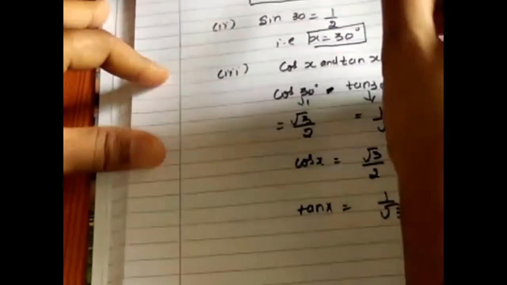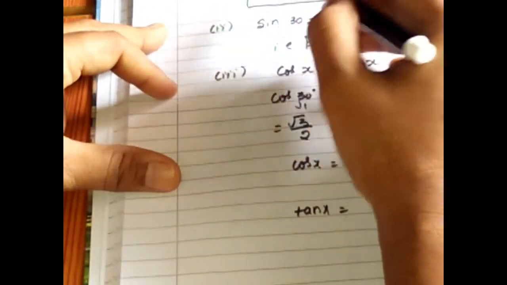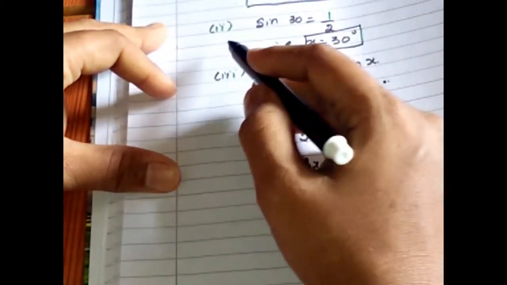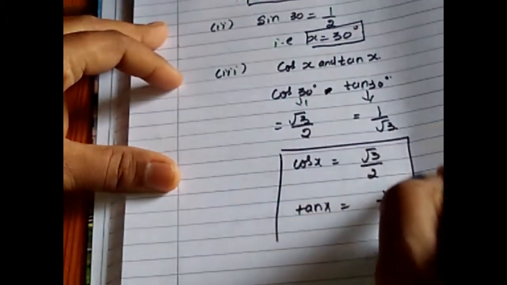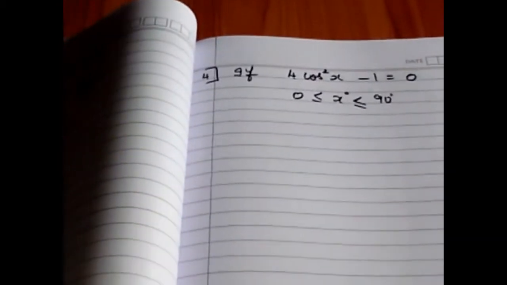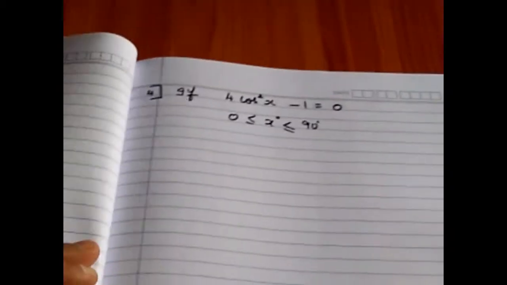So find out the solution, mark the solution, children. Sub question 1, sine x is 1 by 2. Sub question 2, measure of x is 30 degree. And sub question 3, the value of cos x and tan x, root 3 by 2 and 1 by root 3. In a similar manner, let us move on to question number 4.